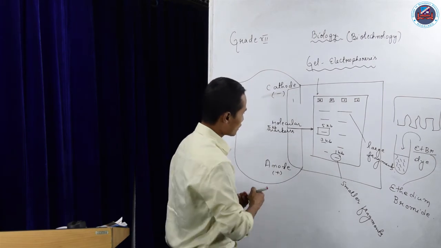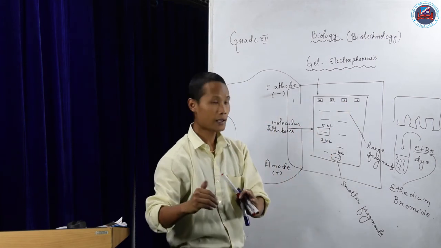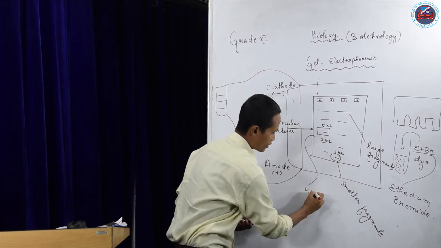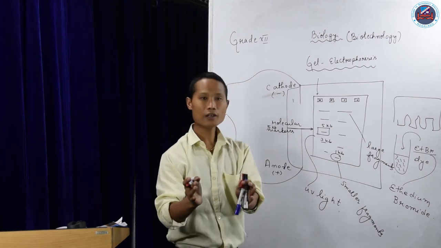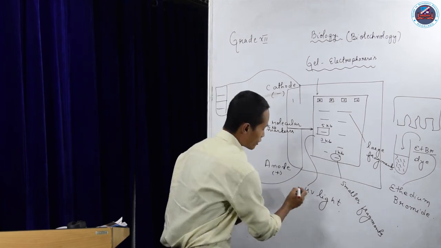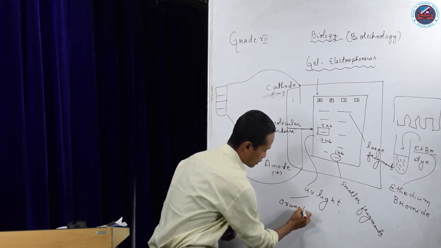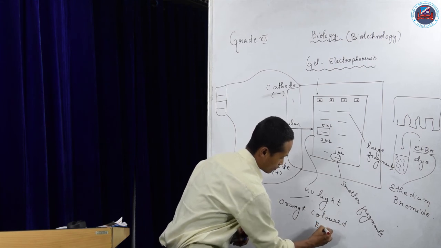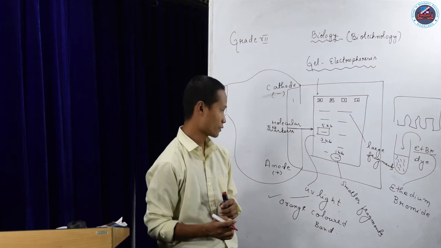Now once the process is over, we have to take out this gel and observe it under UV light. If you observe under UV light, you will see an orange colored band.